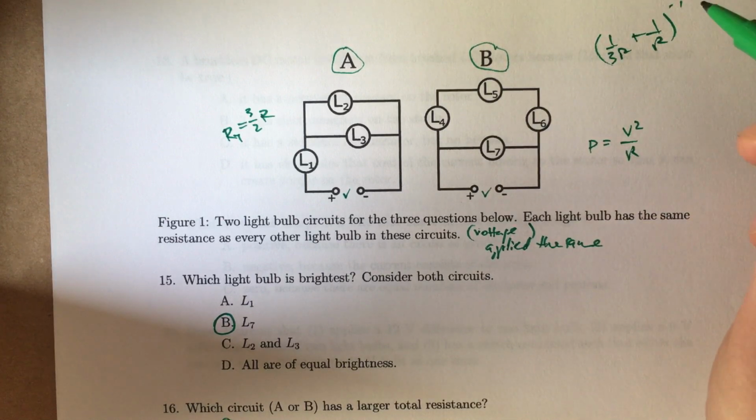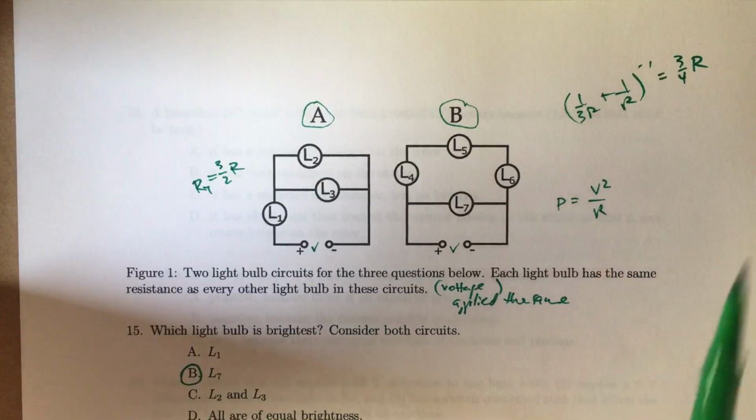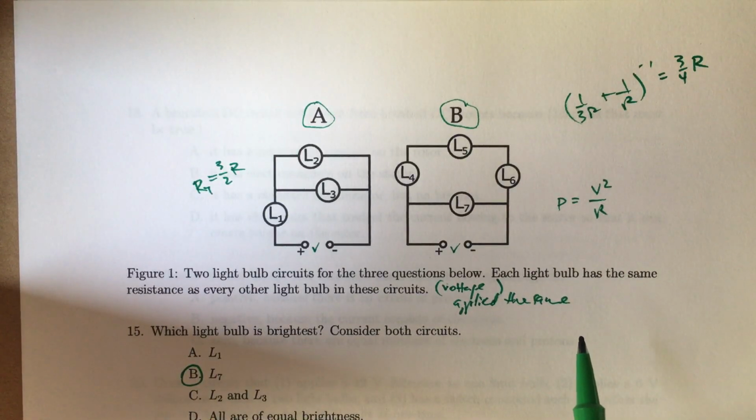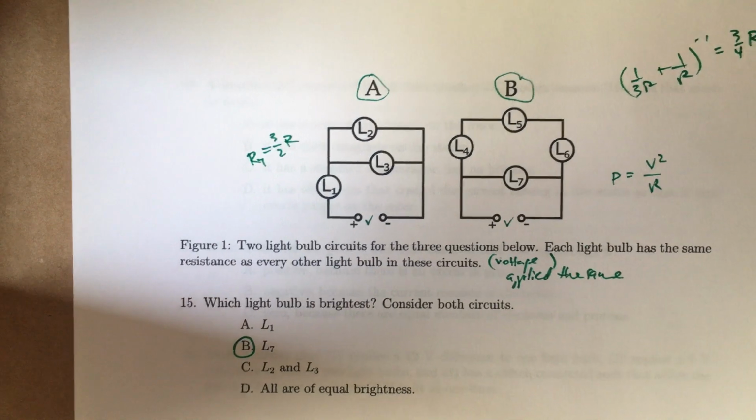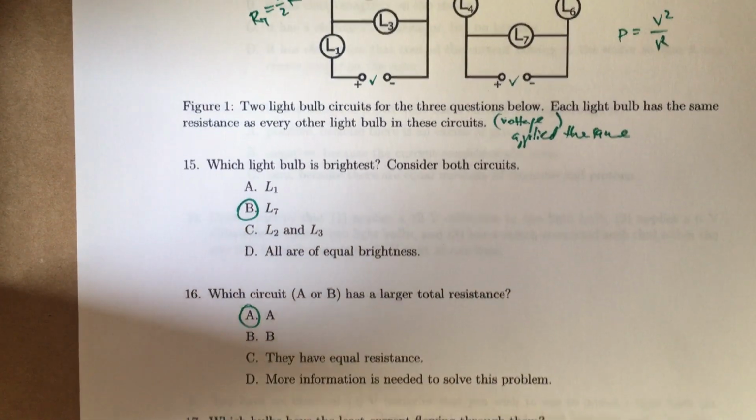Flip over this whole thing. So we've got 3 over 3R over here, so 4, and then flip. So I think you get 3/4 of the resistance of one bulb. Oops, sorry, I cut that off the video. There you go. Okay. So that one explains number 16.